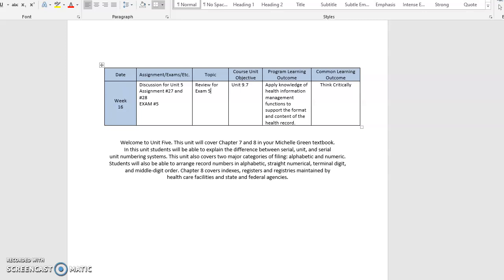So again, our exam's going to be over your serial unit numbering systems. It's going to cover our 2 filing categories, alphabetic and numeric, and make sure you know the difference between straight, terminal, and middle digit order. And then chapter 8 is going to be your indexes, registers. All of that's going to be covered within this exam 5.